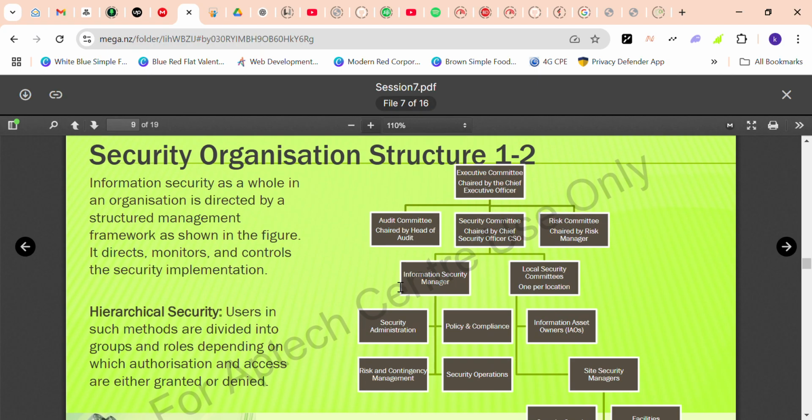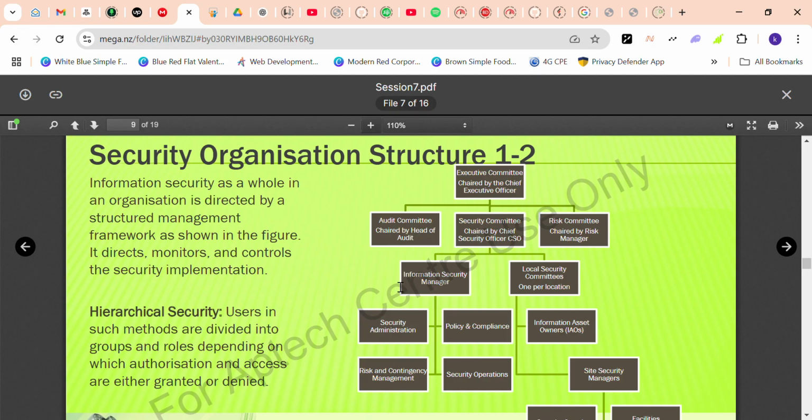So we're talking about security organization structure now. Information security as a whole in an organization is directed by a structured management framework. As shown in the figure, it directs, monitors, and controls the security implementation. Hierarchy security: users in such a method are divided into groups and roles, depending on which authorization and access is either granted or denied. This is what we call hierarchical security.